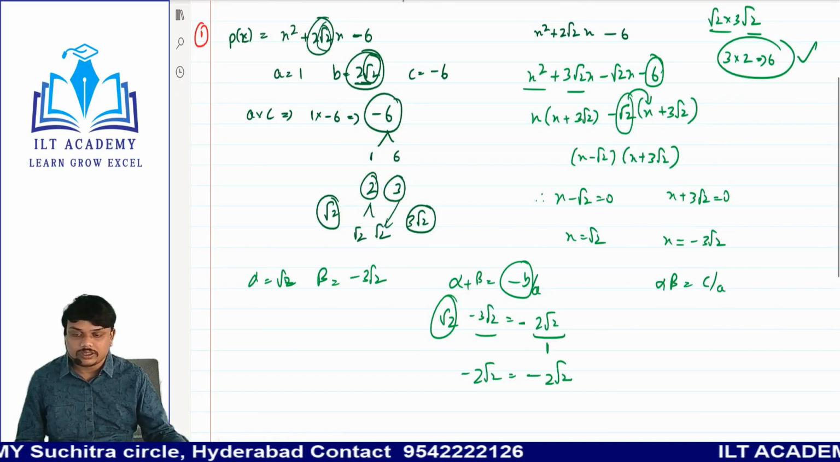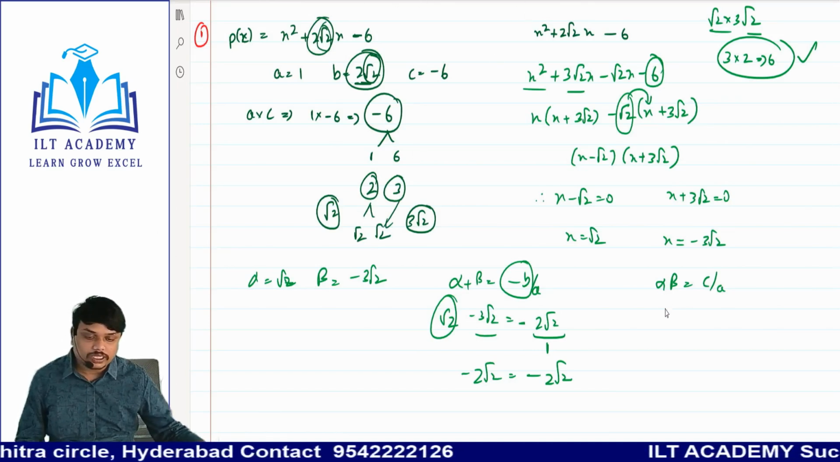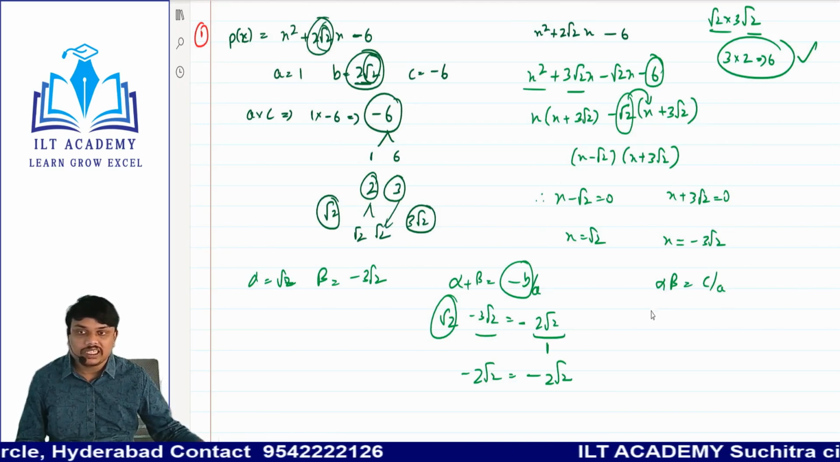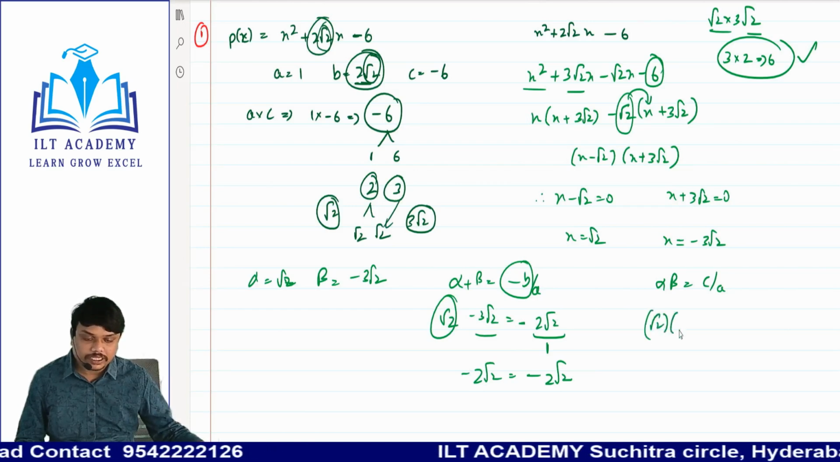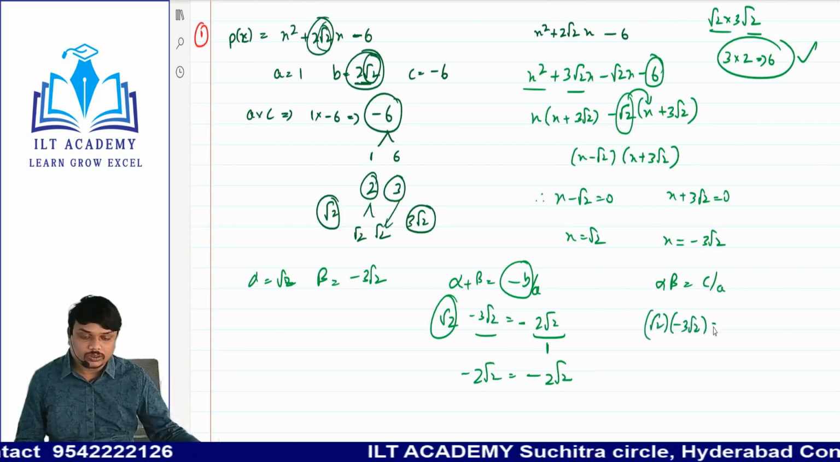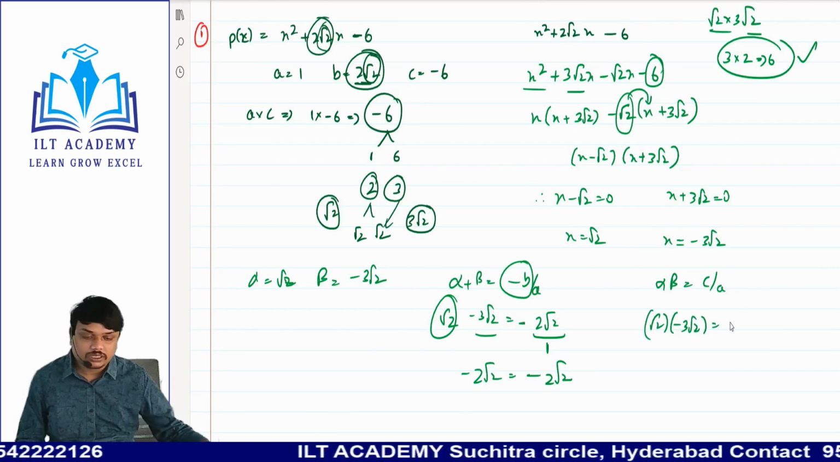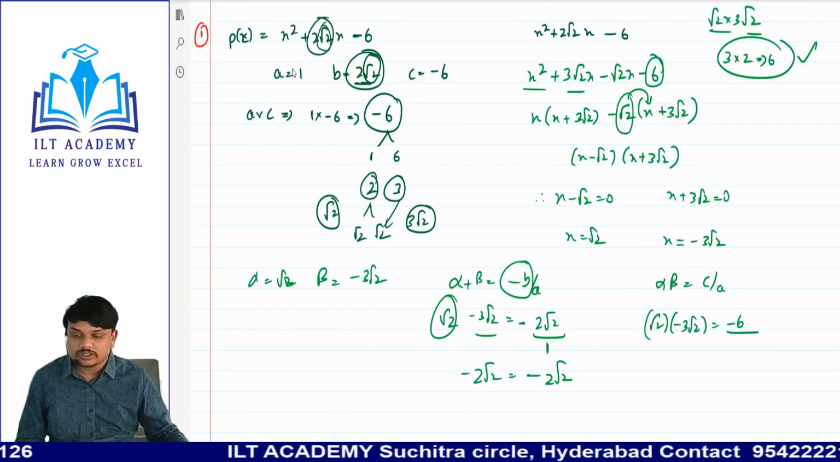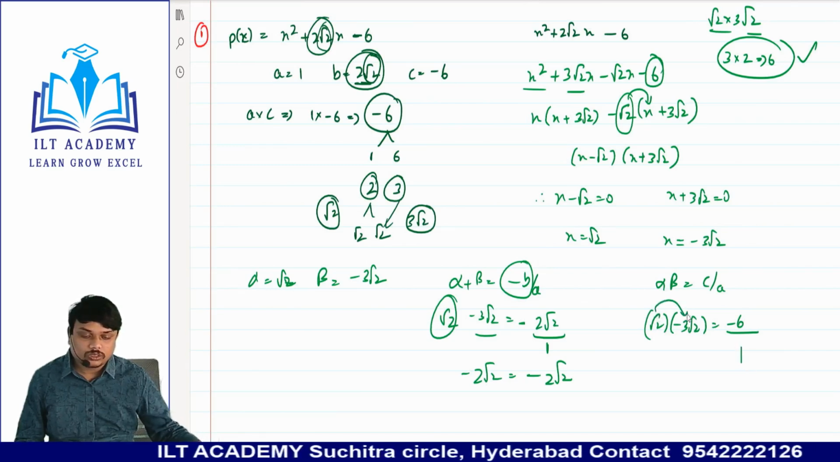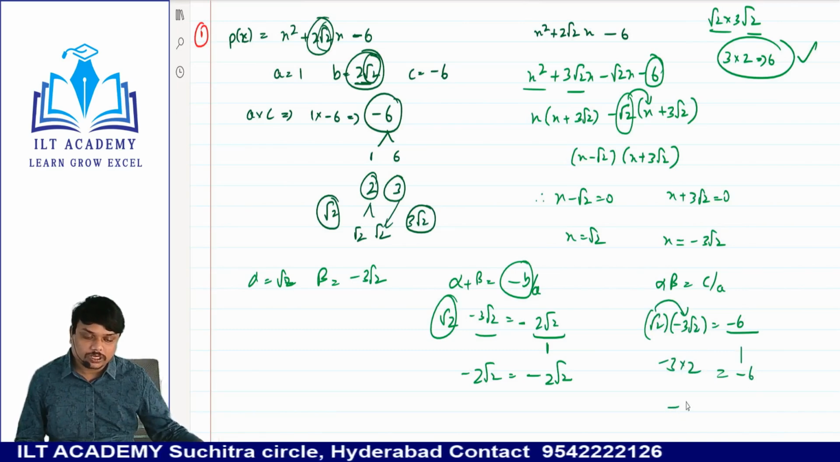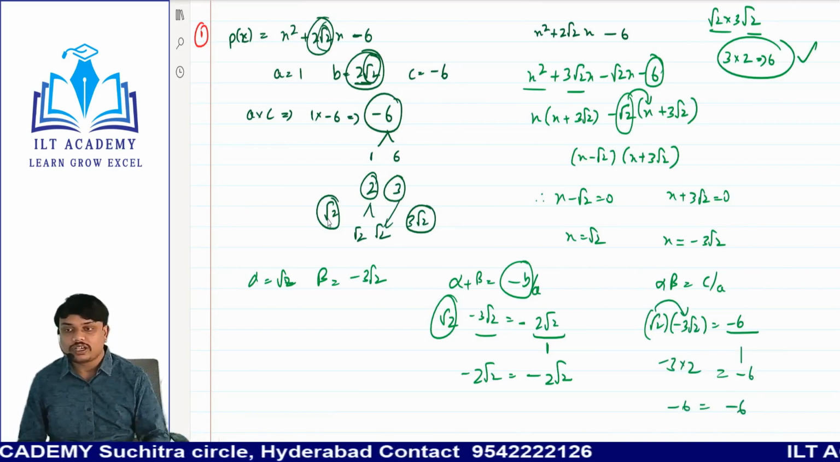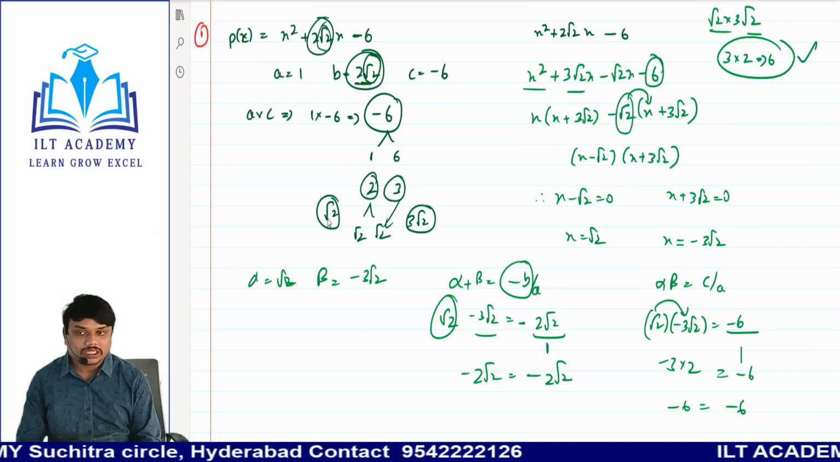Any doubts? Now here alpha into beta is equal to c by a. Alpha is root 2, and beta is minus 3 root 2, and c by a, what is the c value? Minus 6 divided by a value, 1. So root 2 into root 2, 2, so minus 3 into 2 is equal to minus 6. So minus 6 is equal to minus 6. Therefore our roots are correct. Any doubts in this question?